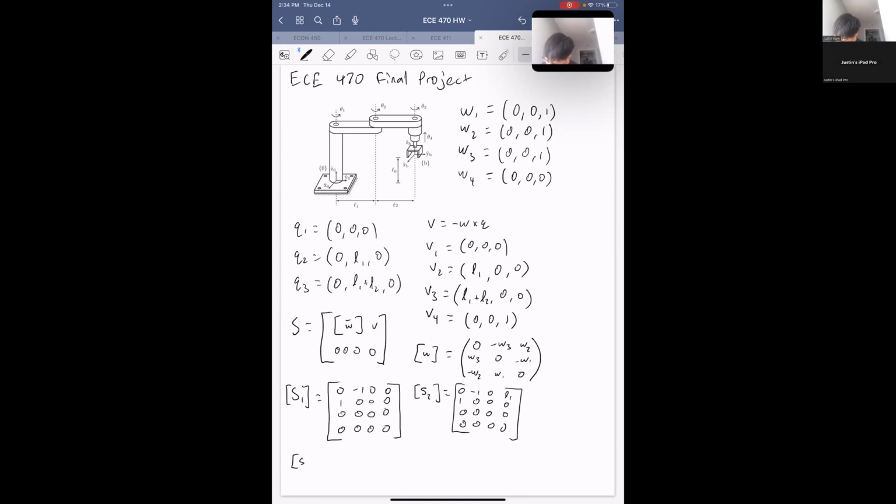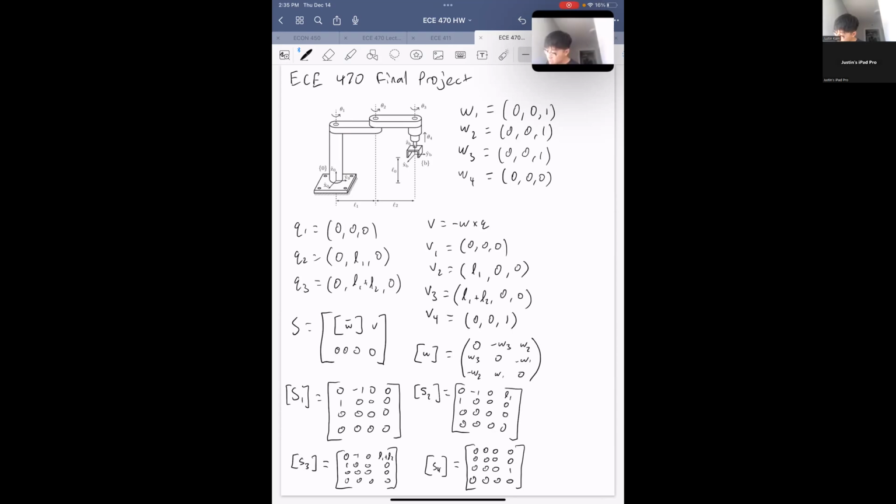And then S3, the same omega, 3x3 matrix. And now for V3, it's going to be L1 plus L2, 0, 0, 0, 0, 0, 0. And then finally for S4, the omega matrix is going to be all zeros now because omega 4 is all zeros. But then for V4, it's going to be 0, 0, 1 because that's what V4 is. And then 0, 0, 0, 0.